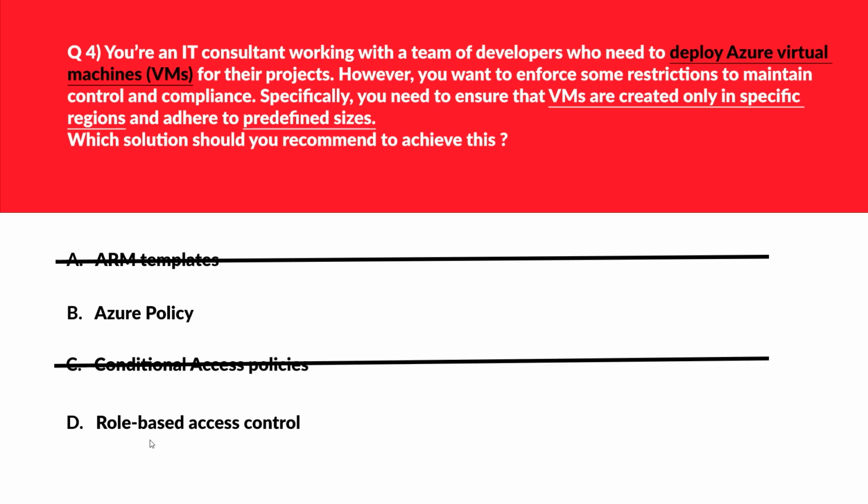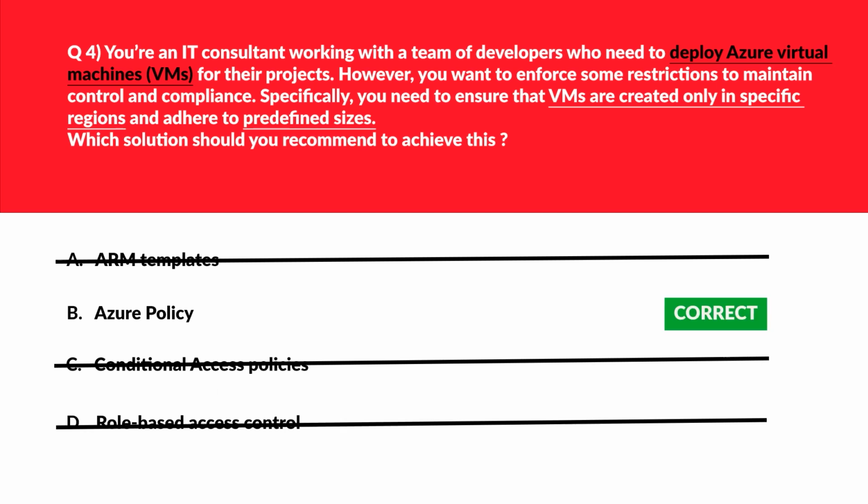Let's move to option D. D says role-based access control, also known as RBAC. RBAC doesn't provide fine-grained control over VM creation based on region and sizes. This is what RBAC cannot do. Hence D is out. Let's look at option B and we will lock it.